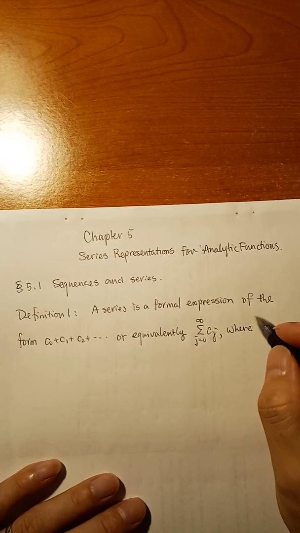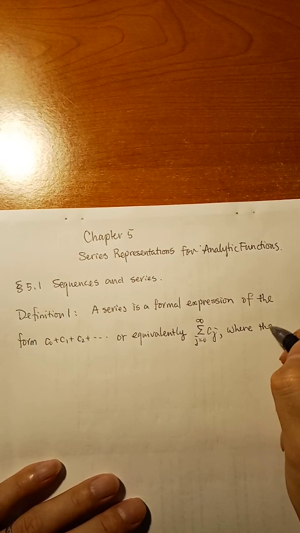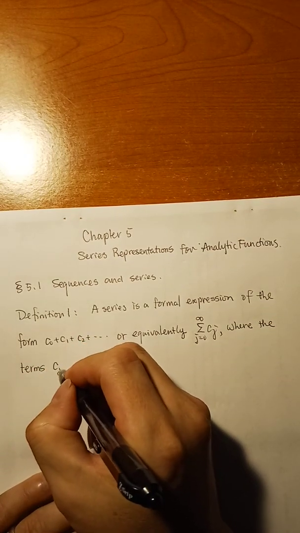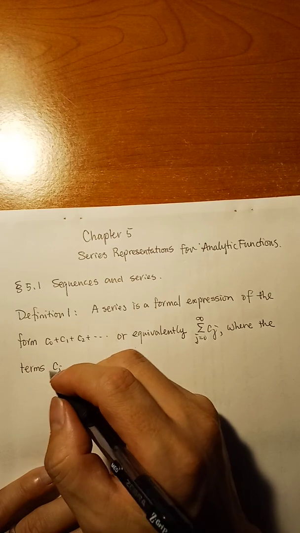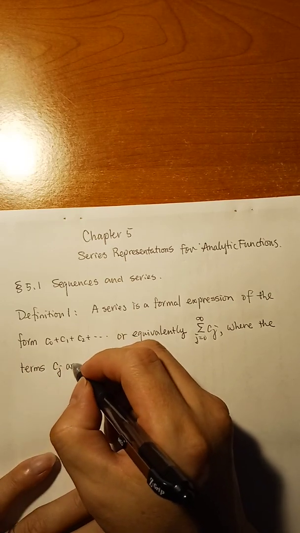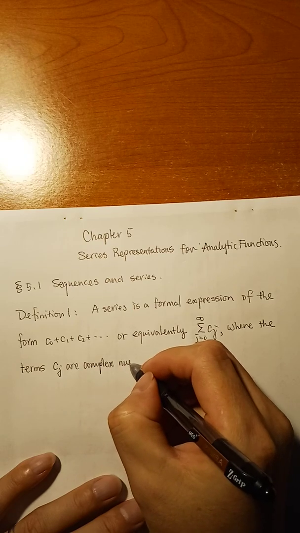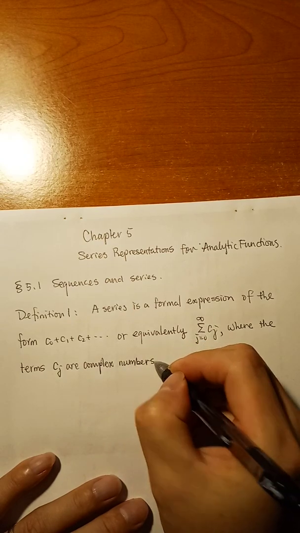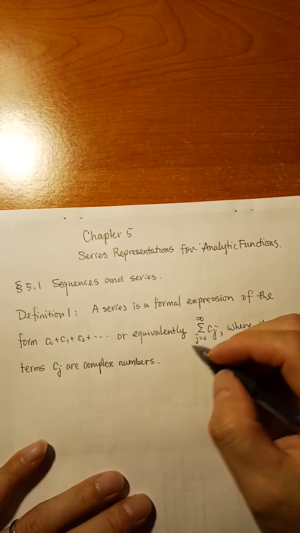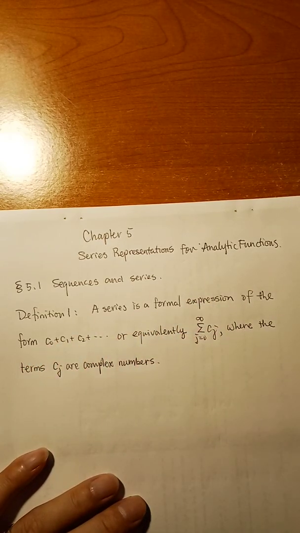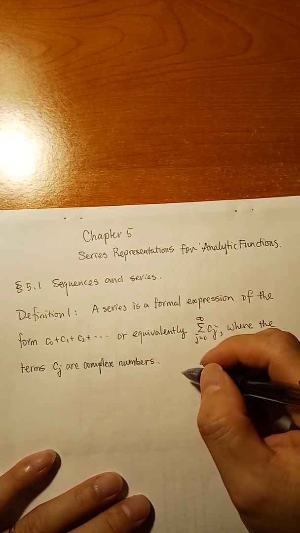Where the terms Cj are complex numbers. Okay, then this is just a formal writing. We don't guarantee it is a number. It represents a number or not.